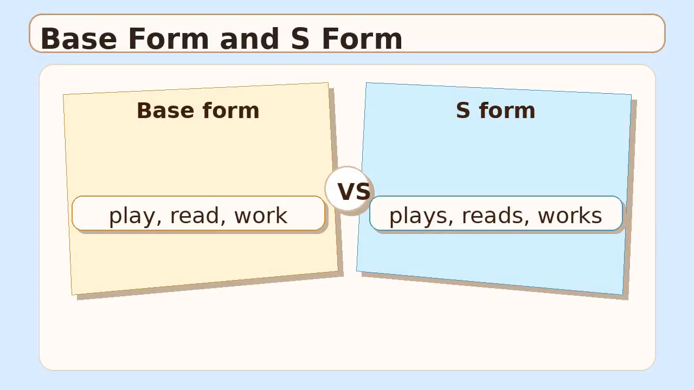The base form is the simple dictionary form of the verb, such as play, read, and work. The S form is plays, reads, and works. We usually use the S form with he, she, and it in the present simple. That is why we say he plays, she reads, and it works. Understanding this small change prevents many common grammar mistakes.